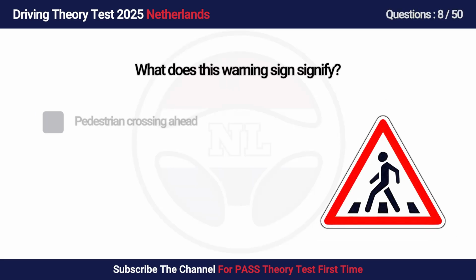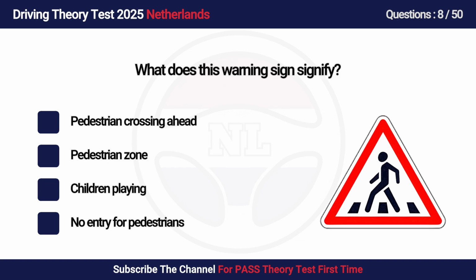Question 8. What does this warning sign signify? A. Pedestrian crossing ahead. B. Pedestrian zone. C. Children playing. D. No entry for pedestrians.